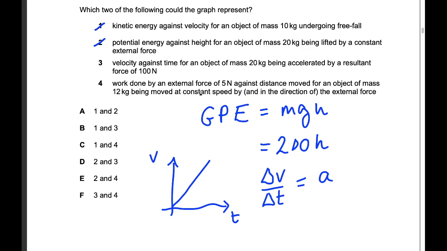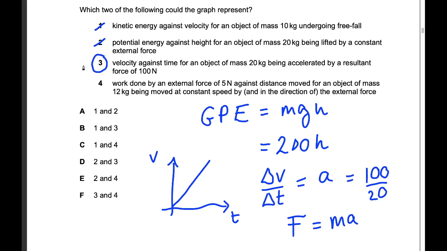So in our question, we need to work out the acceleration. If that acceleration is equal to 5, then we've got a gradient of 5 and this graph would work. So we're going to use the equation F equals ma. Our total resultant force is actually 100 newtons and our mass is 20 kilograms. So if we use a equals F over m, we will get 100 over 20, which is in fact 5. So this option is correct.